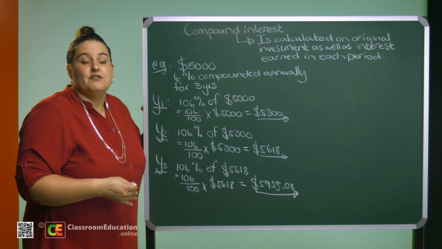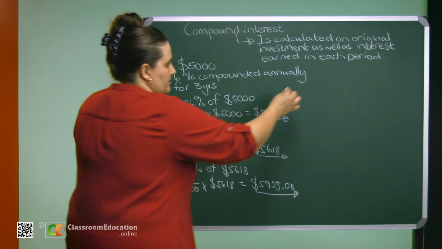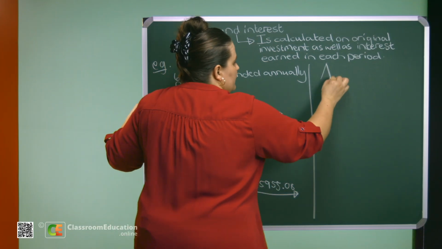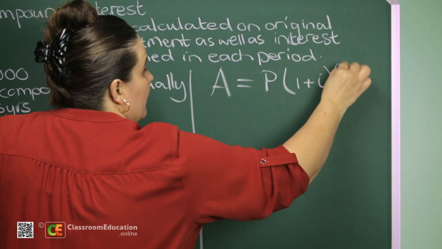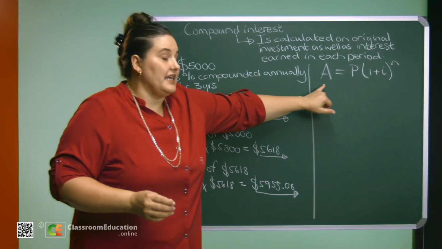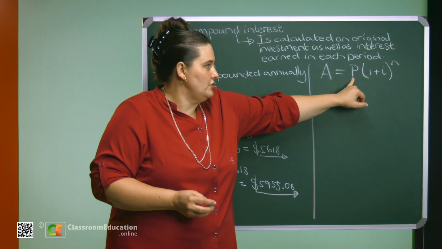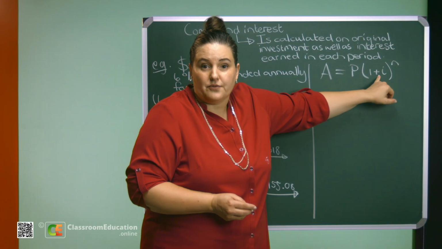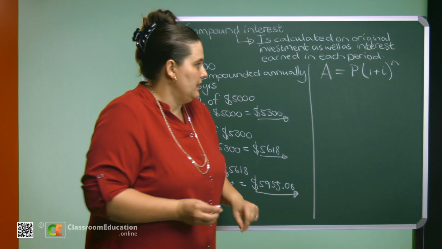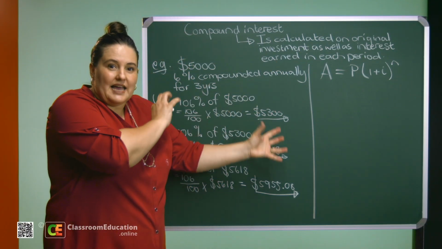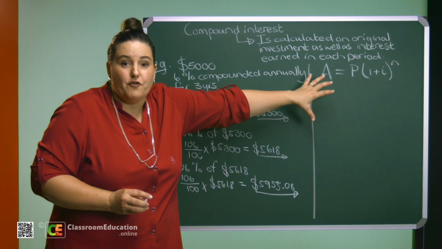And actually, we have a formula for compound interest. Let me show you. A equals P times (1 plus I) to the power of N, where A is the final amount, P is the original amount, the I is the interest rate, and N is the number of time periods. Okay, so let's do this exact same calculation again, but now we will use our formula.